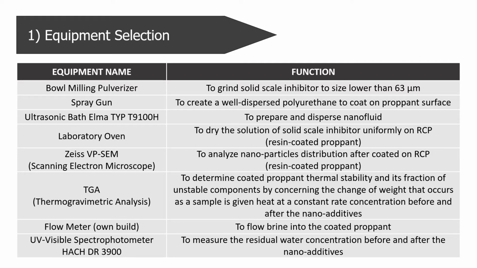A flow meter, which is on-built, we use to flow the brine into the coated propane. And lastly, the UV visible spectrophotometer H.DR3900. This equipment used to measure the residual water concentration before and after the nano additive.